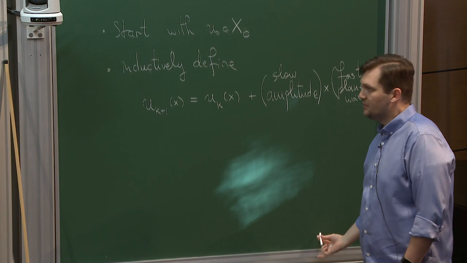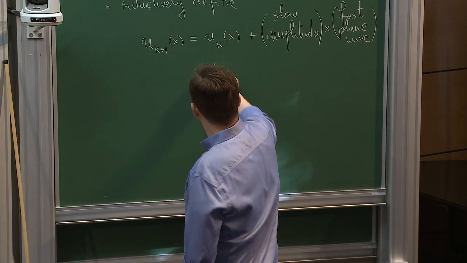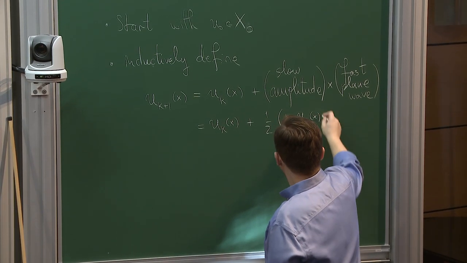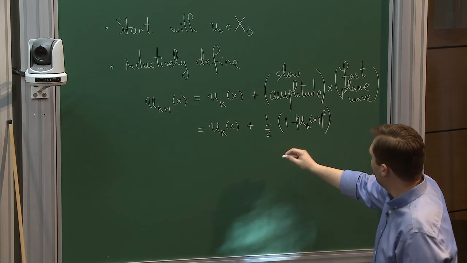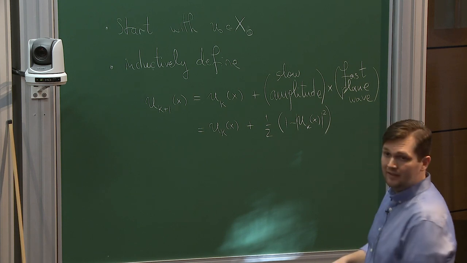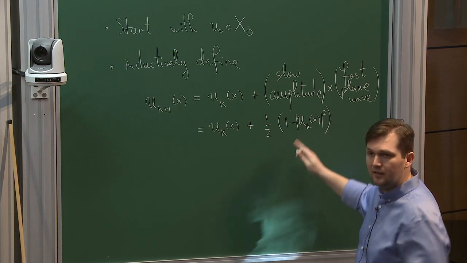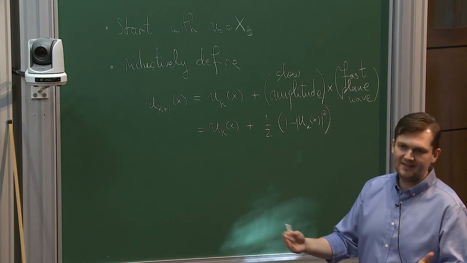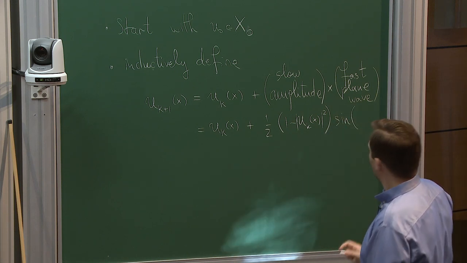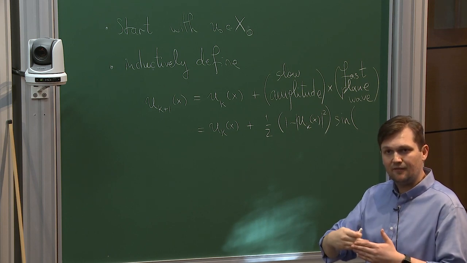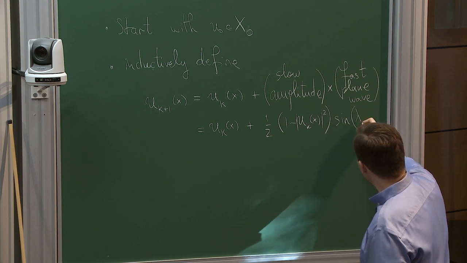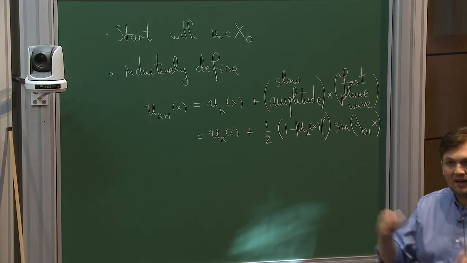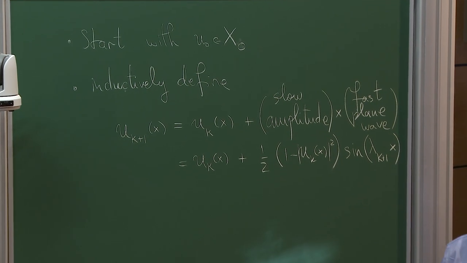So what do I mean? Let's be a bit more precise. In this case, you can take 1/2 (1 minus uk of x) squared. So this is my amplitude. And I call it slow because you see uk there, the old iterate, times what's a fast plane wave. Normally I would use complex exponentials, but just a sine of some frequency. And to emphasize that it's fast, let me call it lambda k plus 1. So objects which have the index k plus 1 are fast, and objects which have the index k are slow.